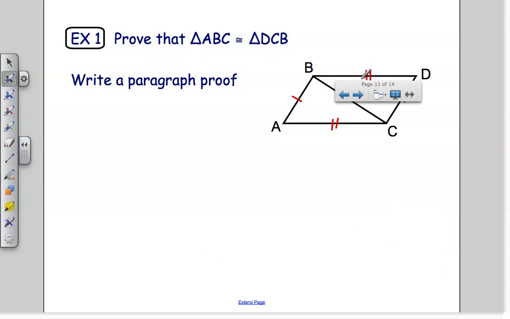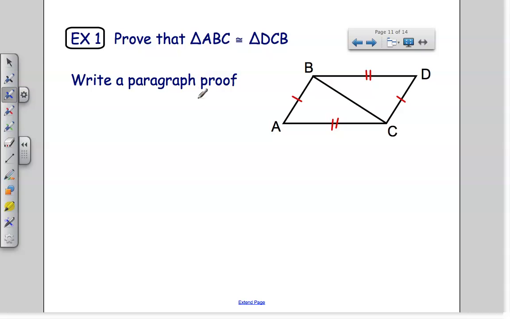Let's use that to write a paragraph proof here. I'm trying to prove that triangle ABC is congruent to triangle DCB. The naming seems correct. A to B was a 1 tick mark side. I go along this middle side. DCB, 1 tick mark side and middle side.